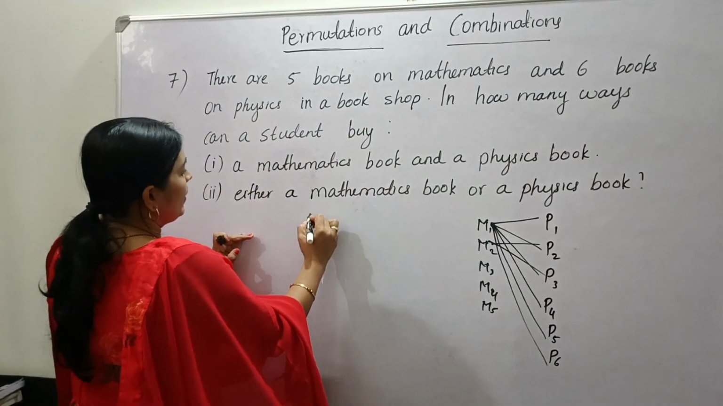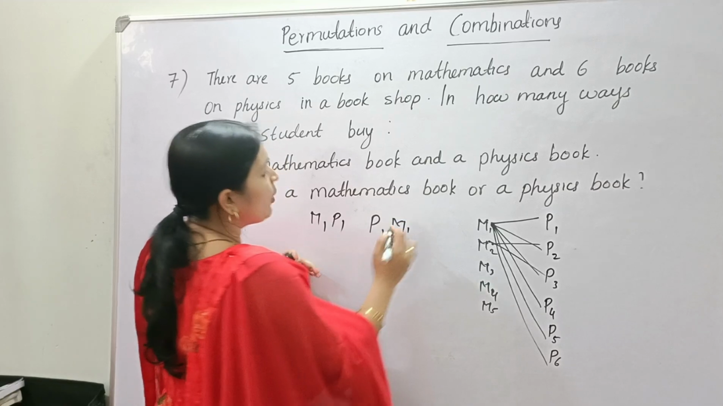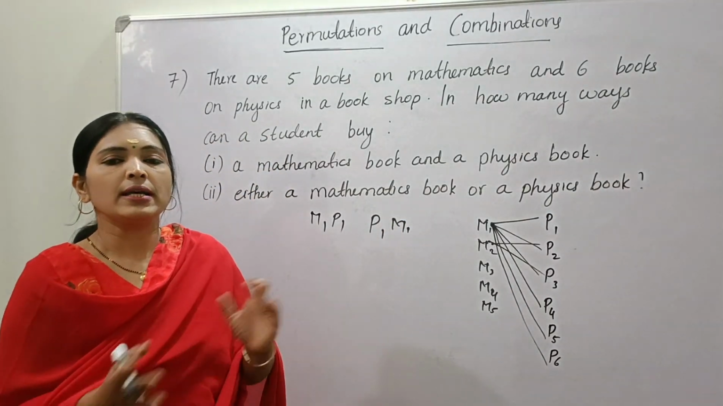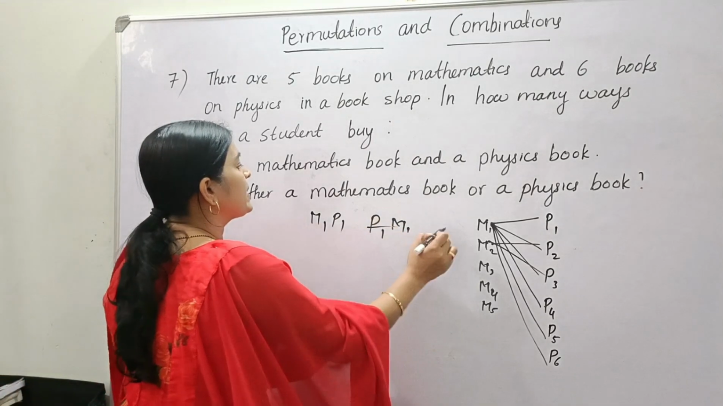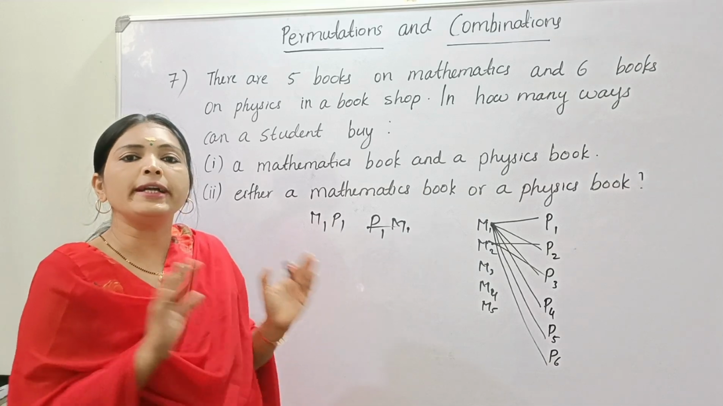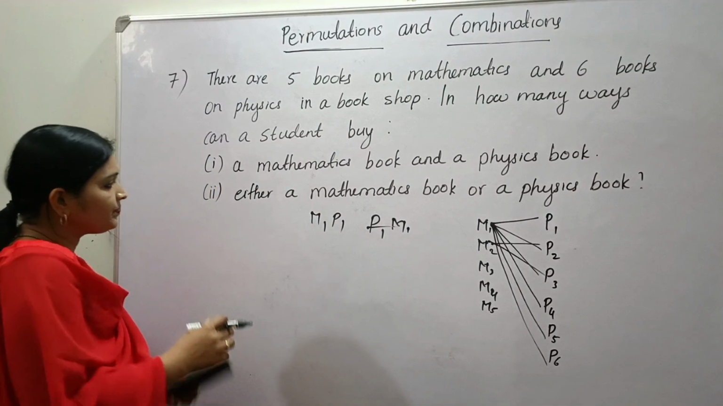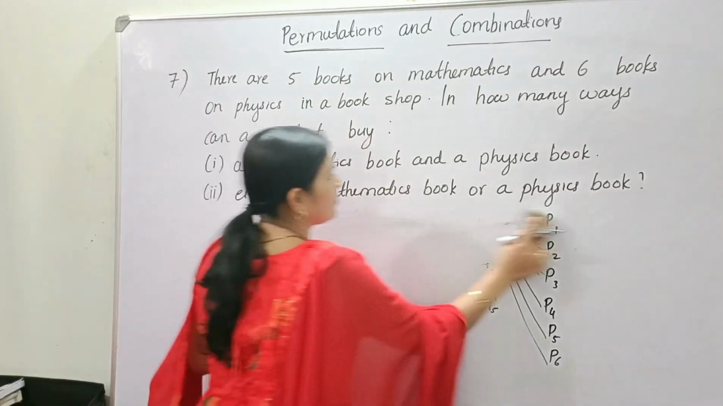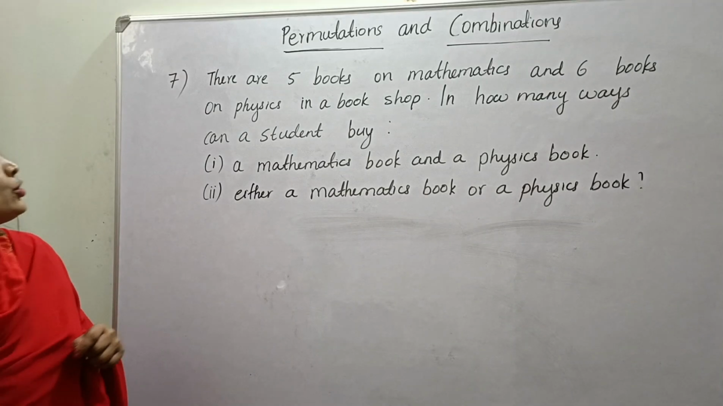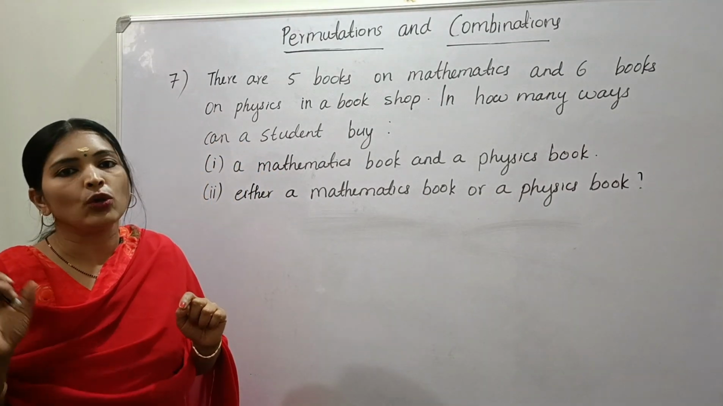See here, M1 P1, okay, and P1 M1. What about the P1 M1? That is the same, right? M1 P1, P1 M1, these are the same. See, only one is enough, right? So we don't need both. So here order doesn't matter. Therefore, this problem is one of combination. Okay. So here, the number of ways to buy a mathematics book is nothing but 5C1.